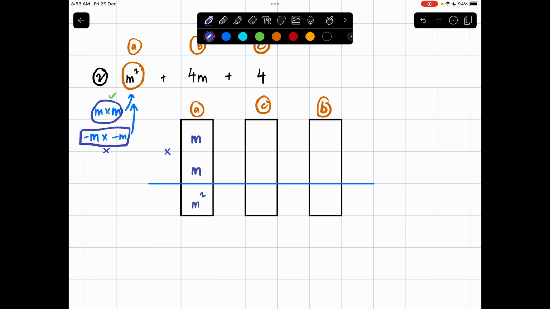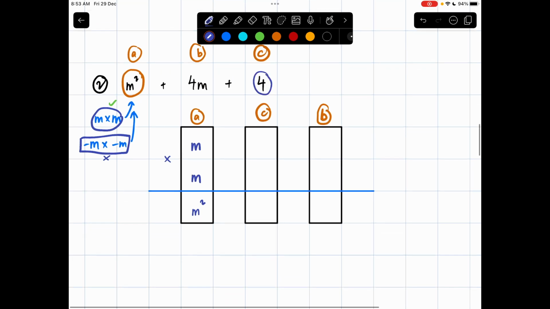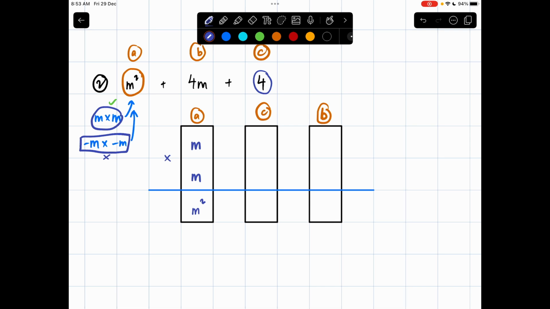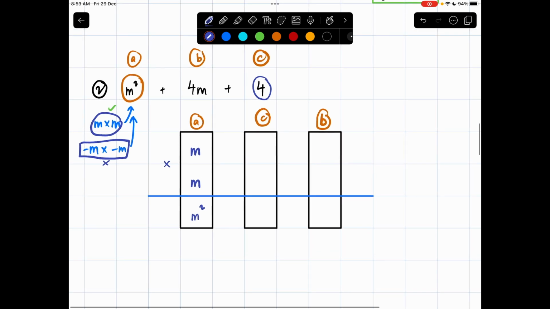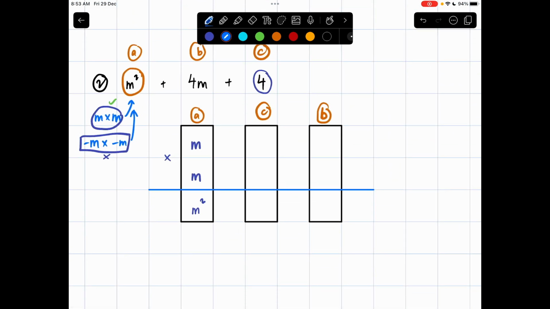And then here, 4. So here is C. So what we would like to have is 4. The same concept applies here. We are trying to find all the possible values or possible combinations that will give us 4. So here it's quite simple, where we have 1 times 4, negative 1 times negative 4, 2 times 2, and negative 2 times negative 2.